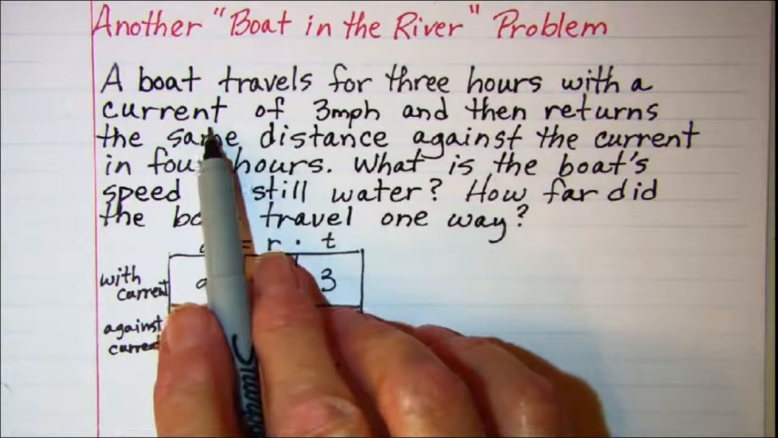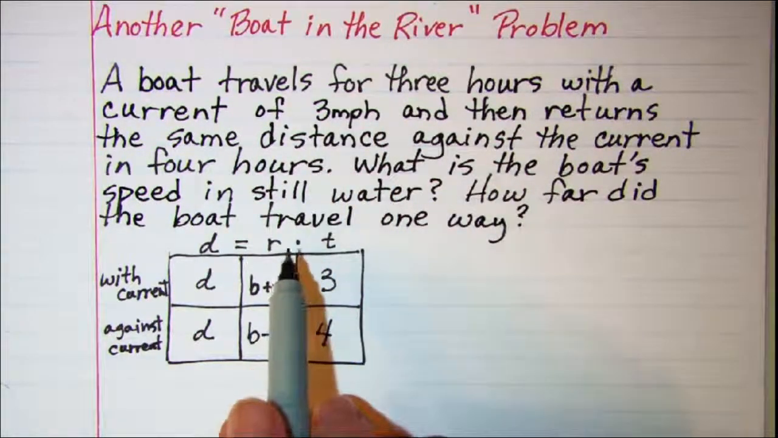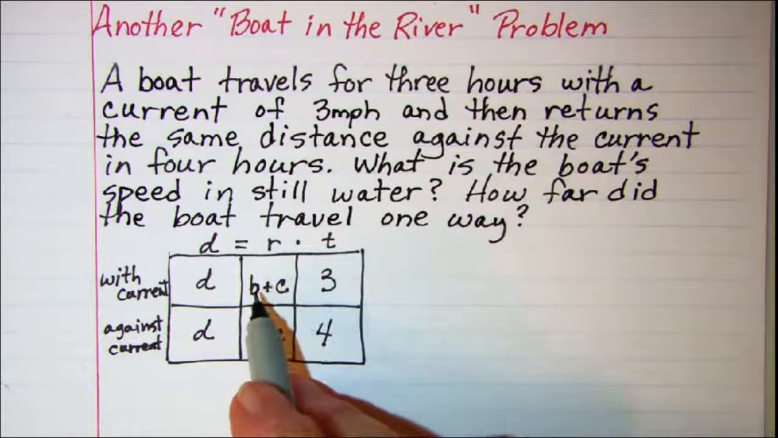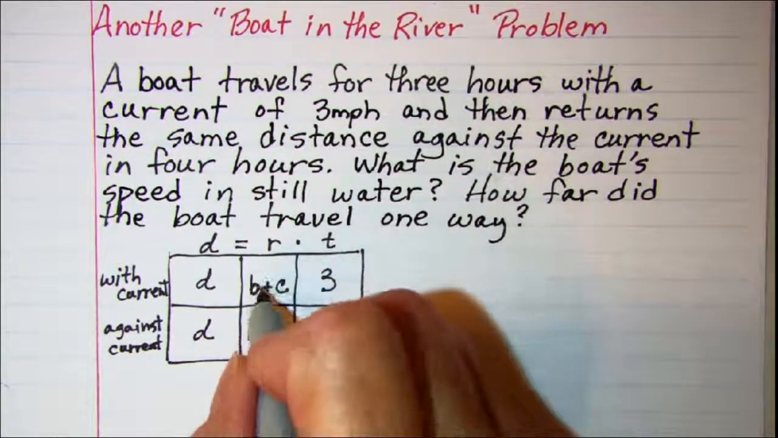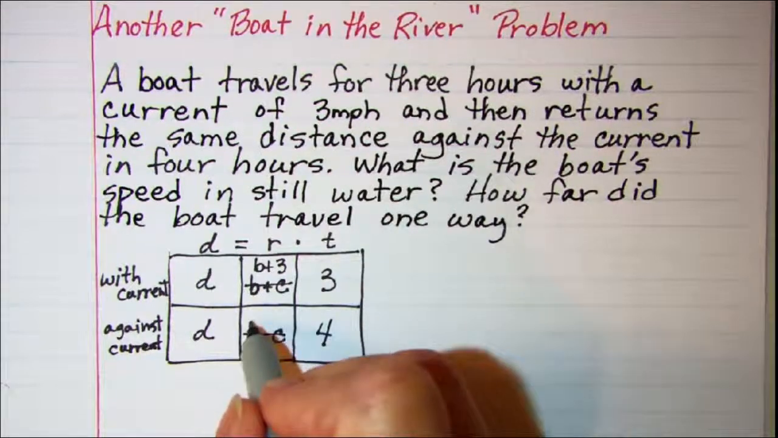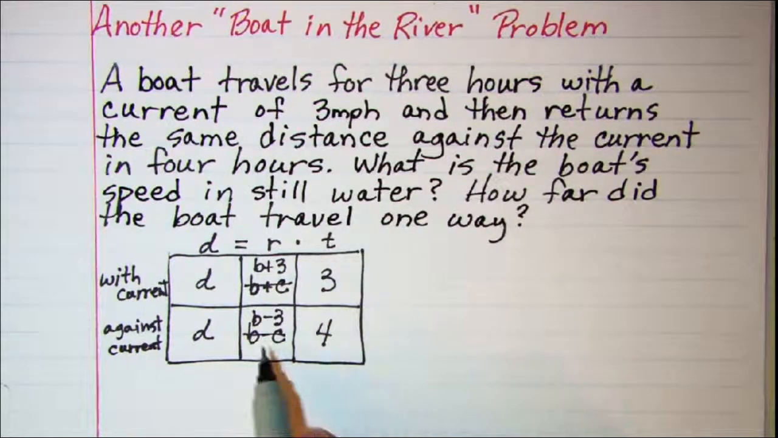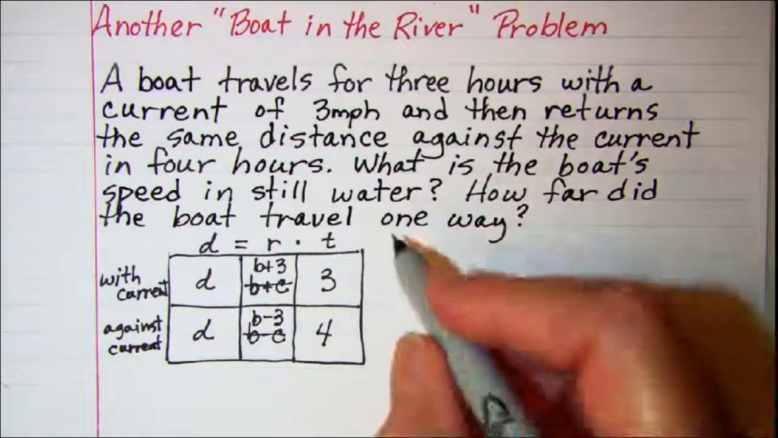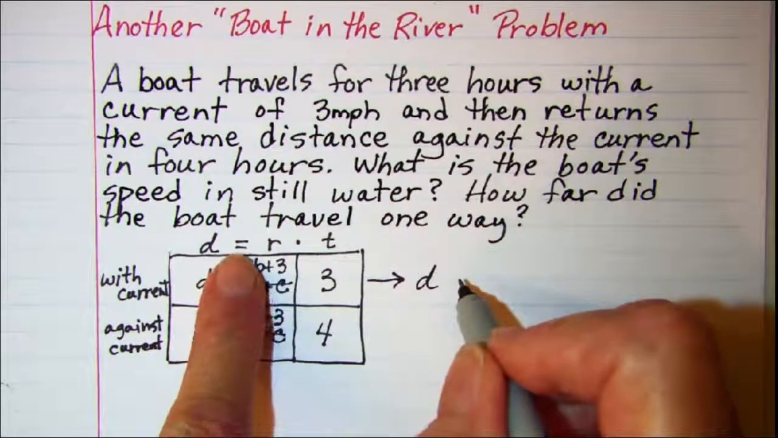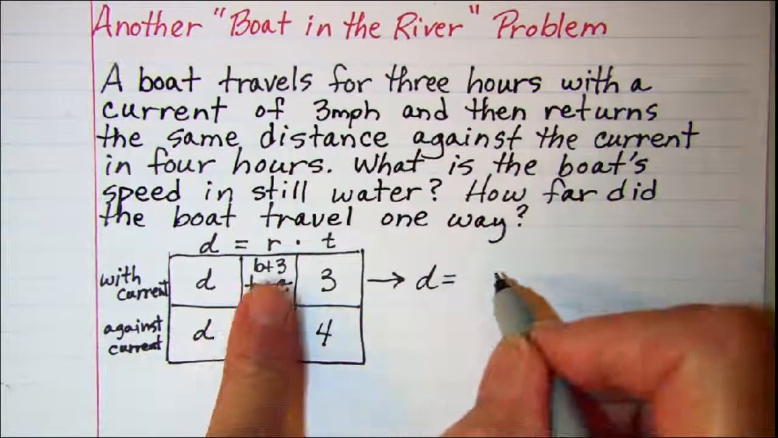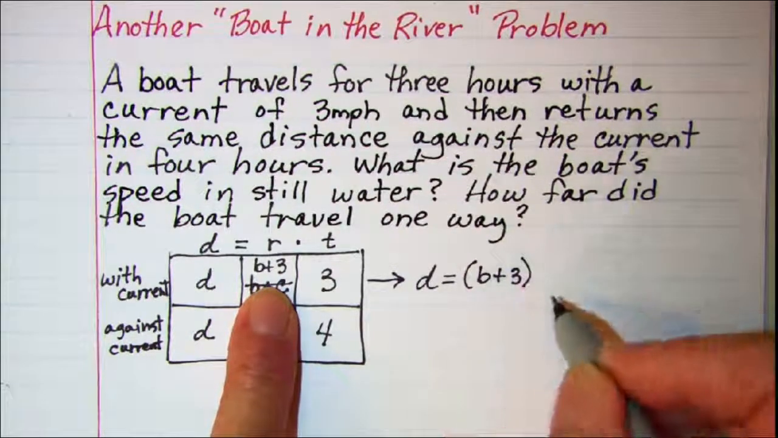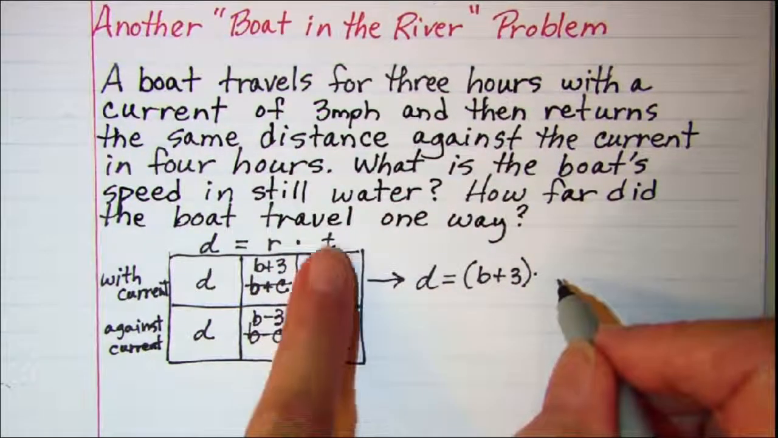Now let's come back to the fact that the current is 3 miles per hour. I can use this information in place of C in this rate. So I'll write B plus 3 here, and this one will be B minus 3. Once I have all of the cells in my dirt box filled in, I can get my equations. I have D equals, and then my rate is B plus 3. That's a binomial, so I'll put it in parentheses, times my time, which is 3.